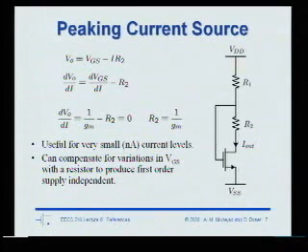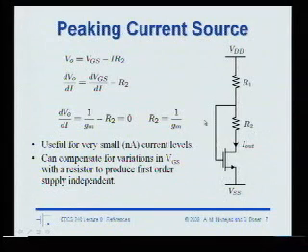This one is called the peaking current source because if you look at the current, it has a peak value in it. But what's useful about this circuit is it allows us to realize very low current. So I can generate nanoamp levels of current by using reasonable sized resistors. A few hundred ohms, I can generate nanoamps. So this is one useful product of this current source.